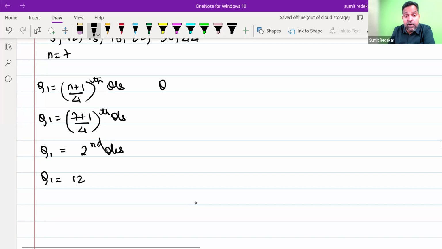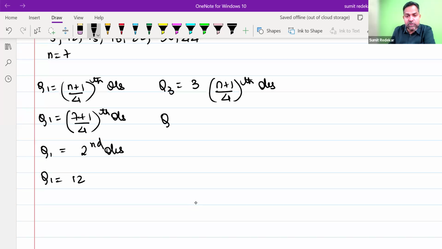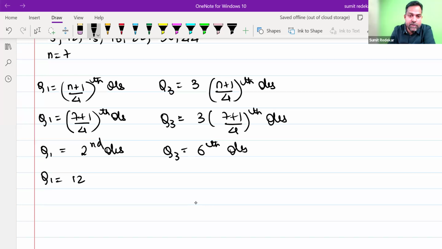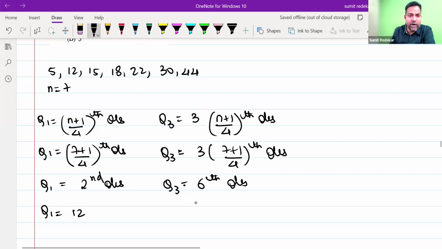Let's come to the third quartile. The third quartile is the 3 times (n plus 1) by 4th observation. So the third quartile is the 3 times (7 plus 1) by 4th observation, which is the sixth observation. And what is the sixth observation? 1, 2, 3, 4, 5, 6. The sixth observation is 30.